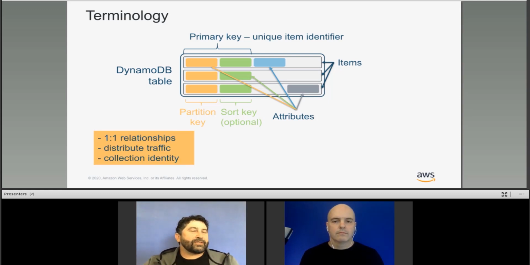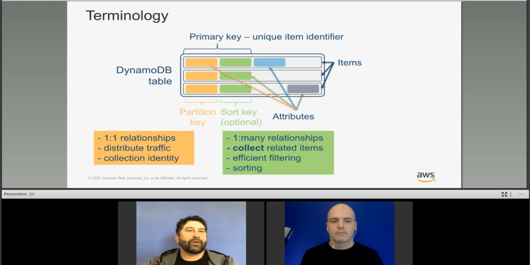So again, just to dig a little deeper, the partition key is what we use when we want to model a one-to-one relationship in DynamoDB. It helps us to distribute the traffic, and we want to have hopefully a nice even distribution. It also helps us to identify which collection we're interested in. And when I say collection, I'm really referring to the collection of items that are defined by a sort key if we have one for our table.